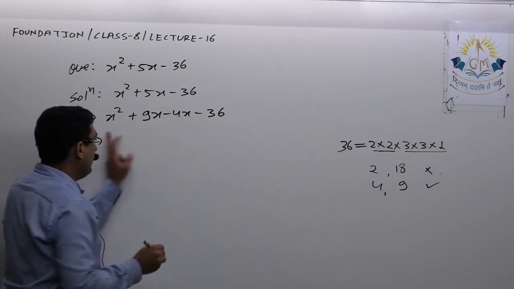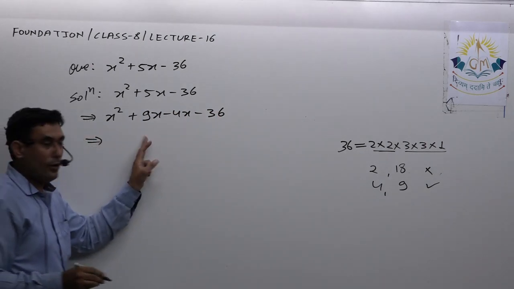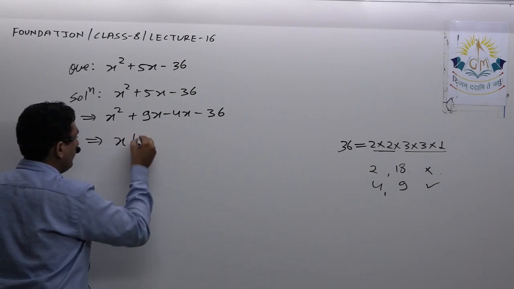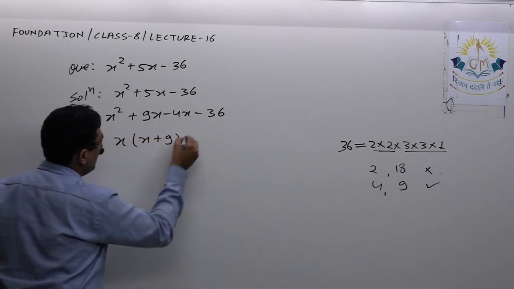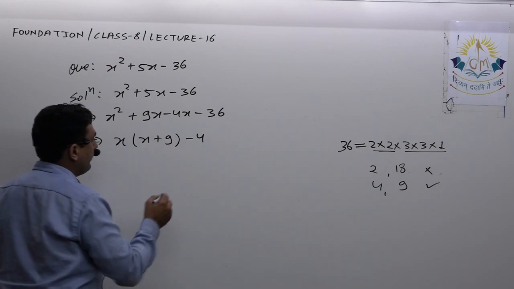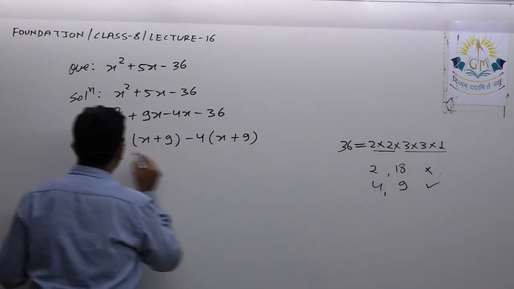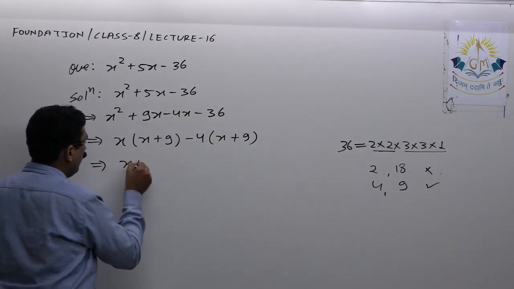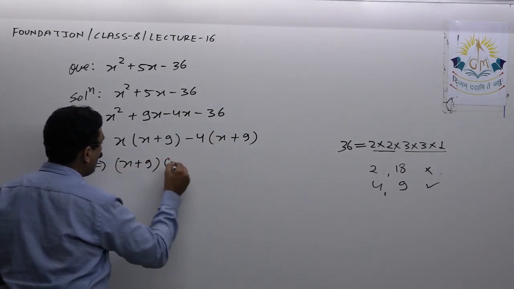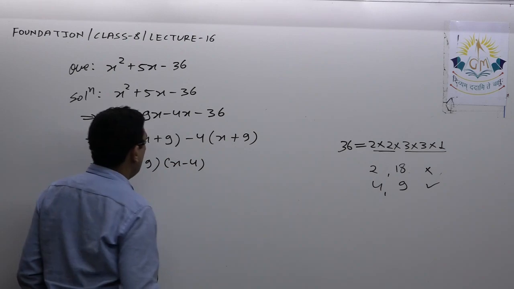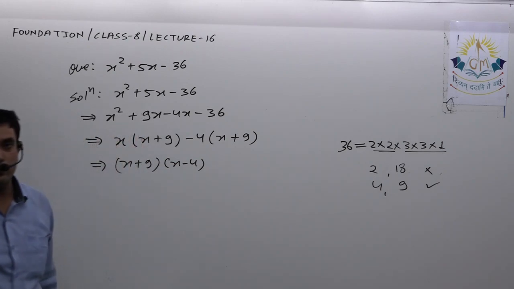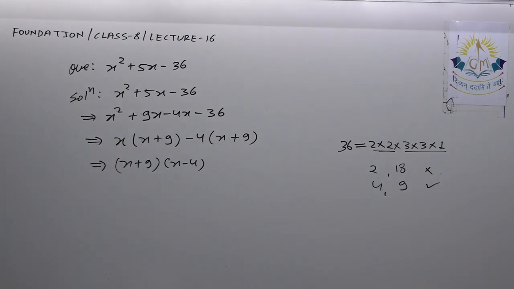Now from the first two we can take common x. So here I will get x plus 9, and from these two if I take minus 4 common, here again I will get x plus 9. So x plus 9 and x minus 4. This is the final answer. So please note it down, then we'll see the next question.